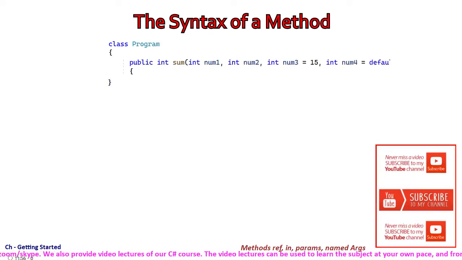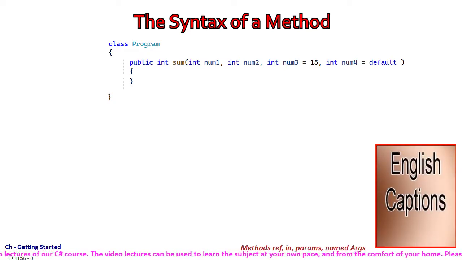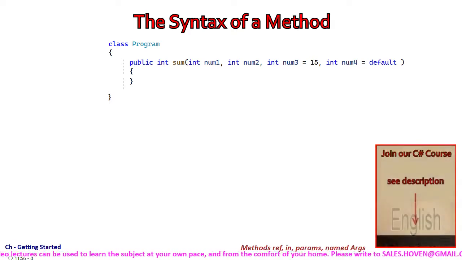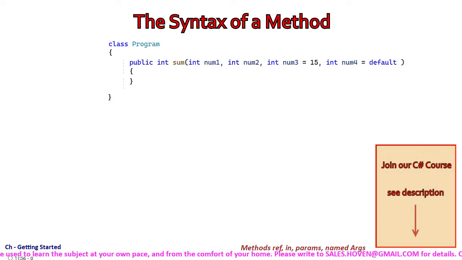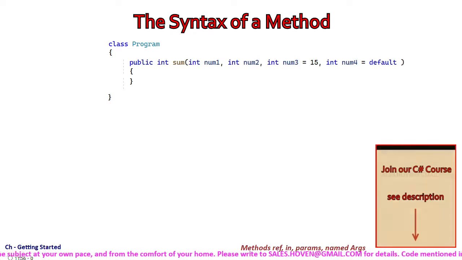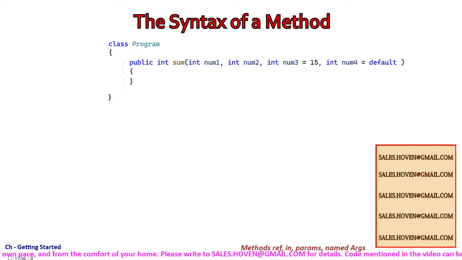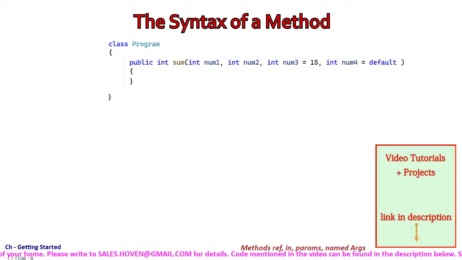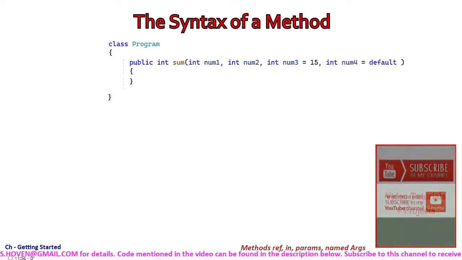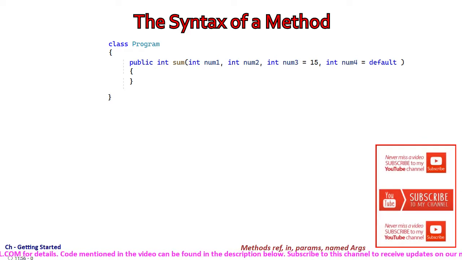Consider this program where we have a method called sum that takes 4 numbers. The default value of the third parameter is 15 if it is unspecified at the time of call. The default value of the last parameter has been indirectly specified by using the default keyword. This keyword automatically substitutes a 0 because the default value of the int data type is 0.